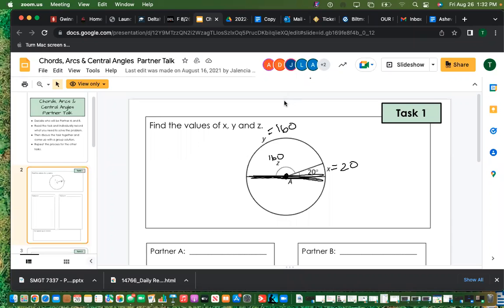Are there any questions about this? Okay, so if you have something at the center, that is going to be the central angle.